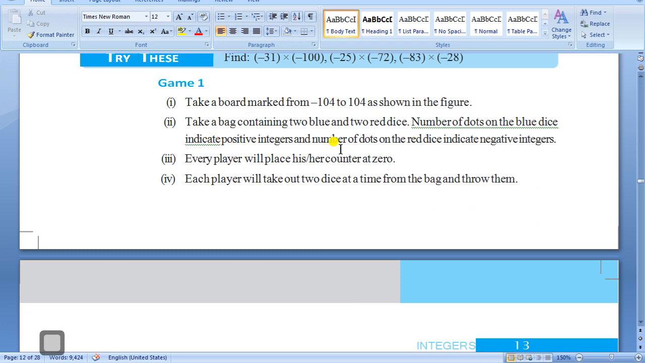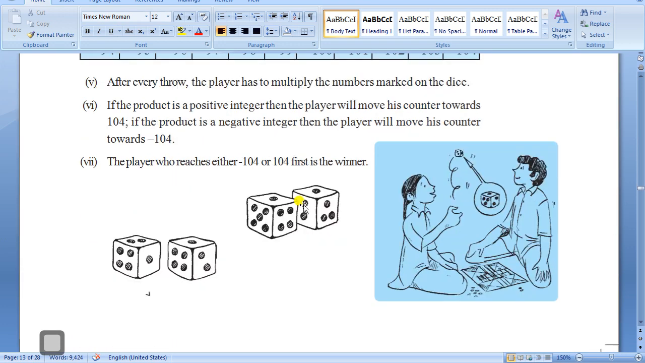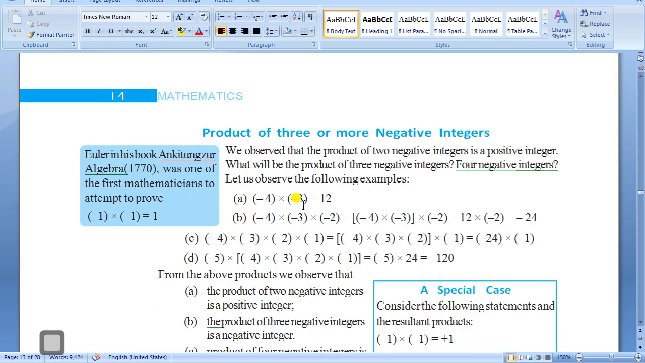Try this, find this one, right? And now we'll find this. This is given as a game. We will skip this game.